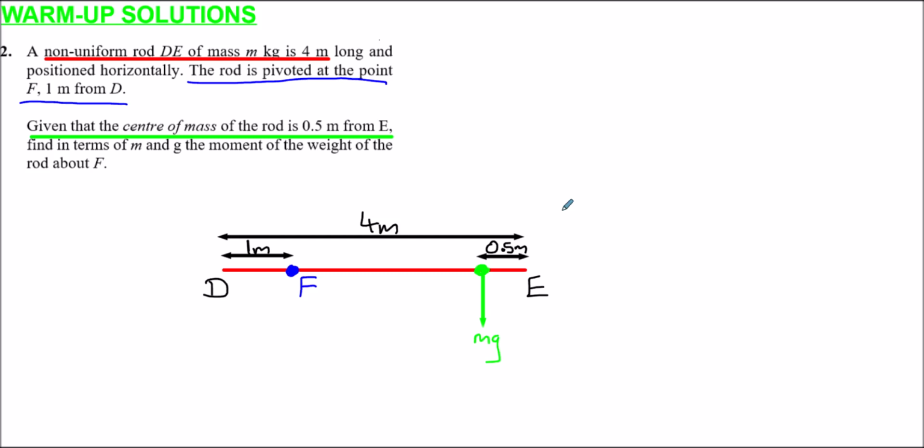So next, we need to find in terms of m and g the moment of the weight of the rod about F. So we're interested in finding the moment about F, this point here. So again, the only force acting is the weight, which I've labelled in this green mg. So the moment about F, we can now begin to calculate.